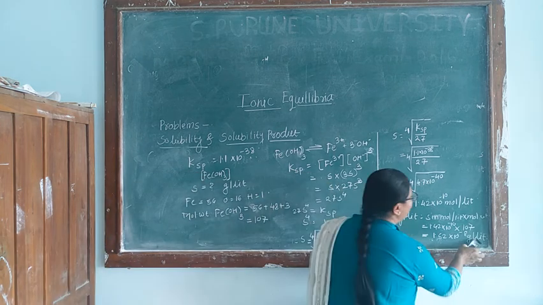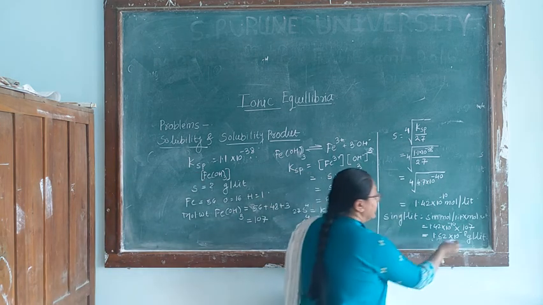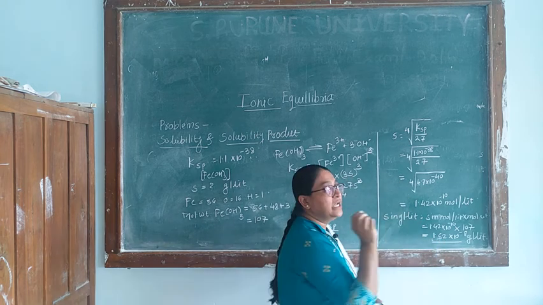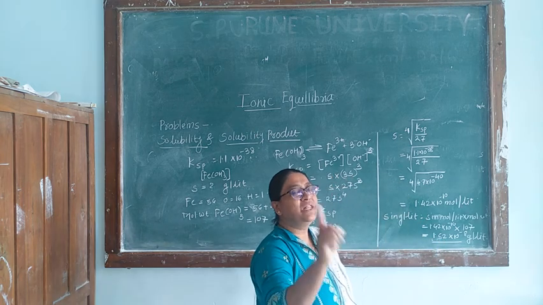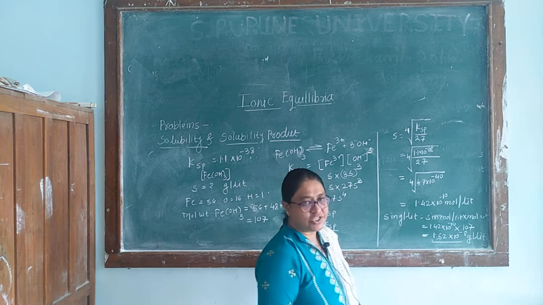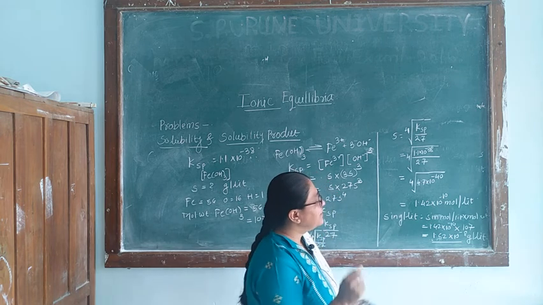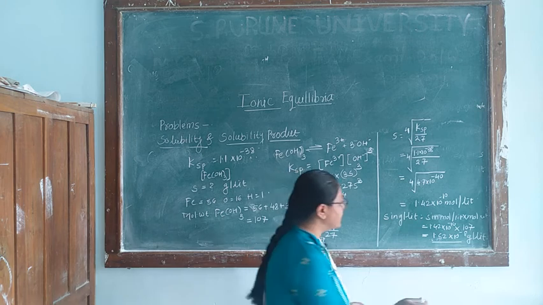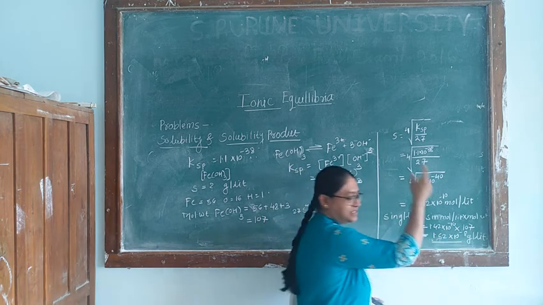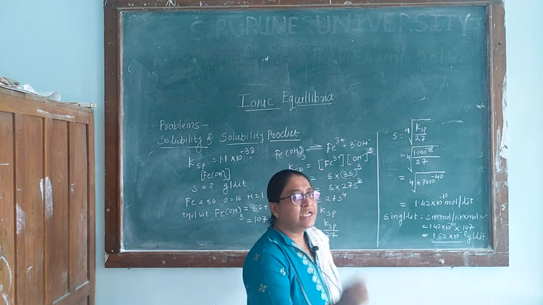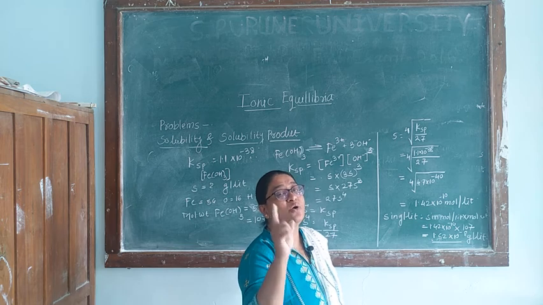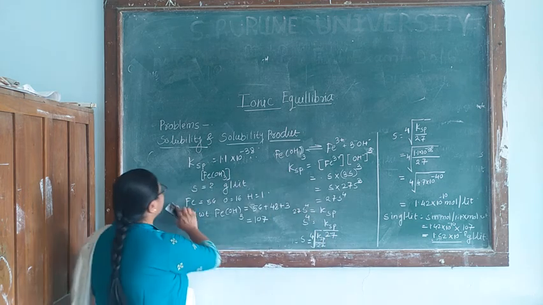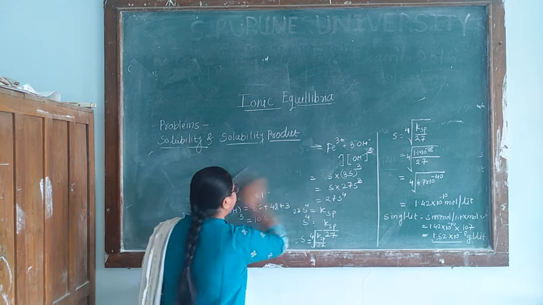This is the solubility in grams per liter. What does grams per liter mean? This means that this much grams of ferric hydroxide dissolves in 1 liter of solution at the given temperature. The temperature considered here is 25 degrees Celsius. At this temperature, only this much grams of ferric hydroxide dissolves in 1 liter of the solvent, that is the water. Next problem.